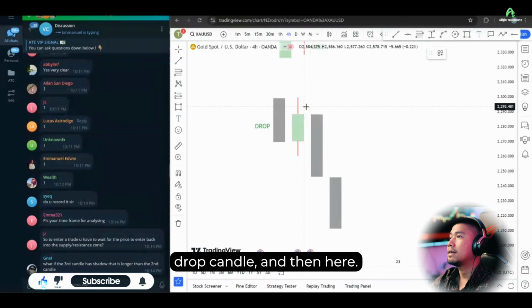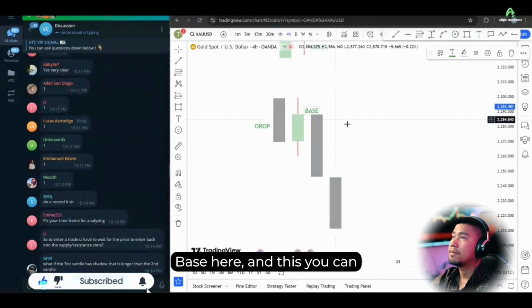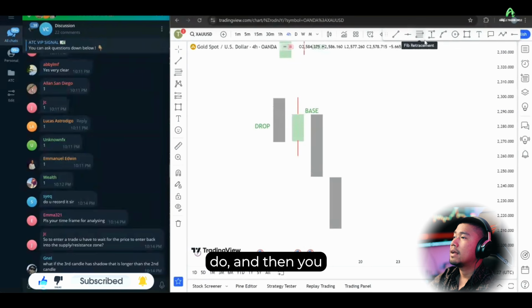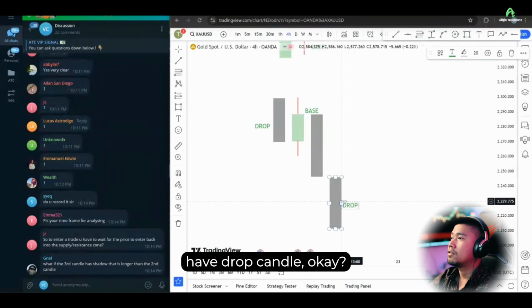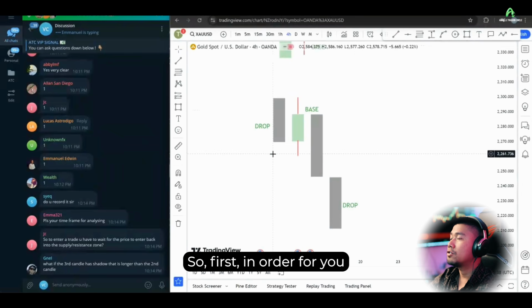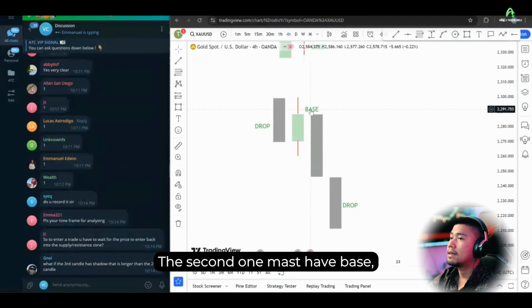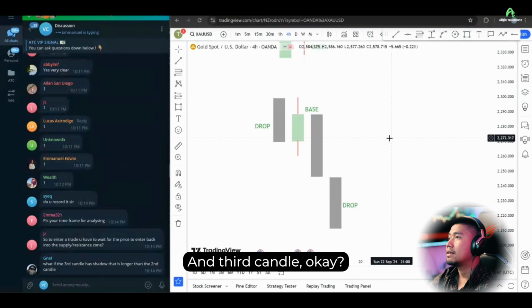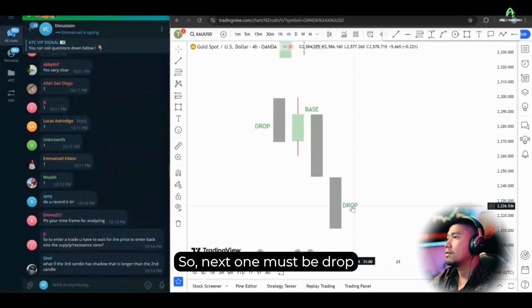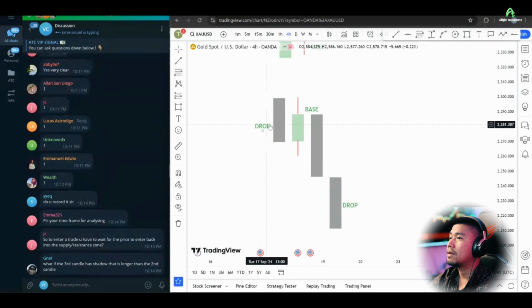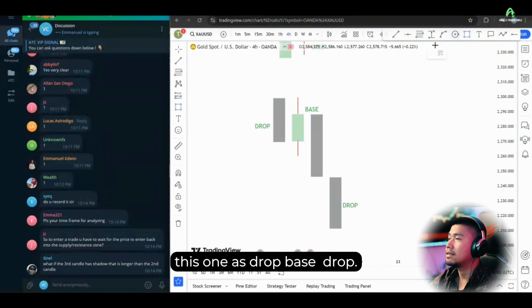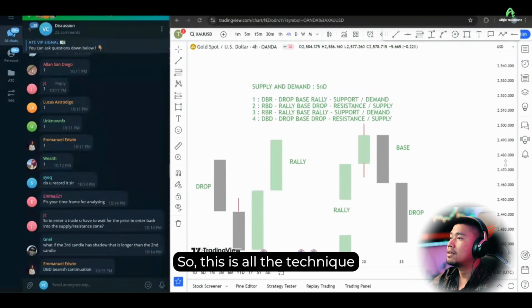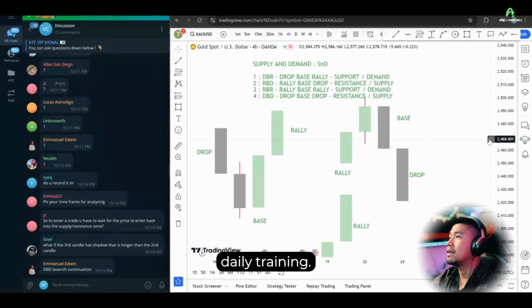Drop candle, and then we have base here for these two candles, and then we have drop candle, okay? So first, in order for you to identify drop base drop, you must have a drop candle. The second one must have base, which is a bearish engulfing, the second and third candle, okay? So the next one must be drop, then only you can identify this one as drop base drop. So this is all the technique that I use in my daily training.